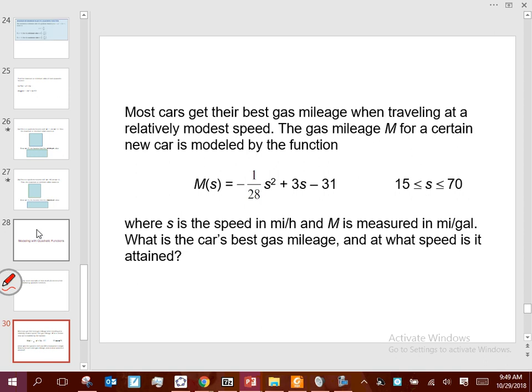The function up there is modeling the particular gas mileage for some car. Okay, and we want to know at what speed do we attain the best gas mileage. Okay, and this might be, I'm not 100% sure. I'm gonna see if I can go on YouTube and find some of these.